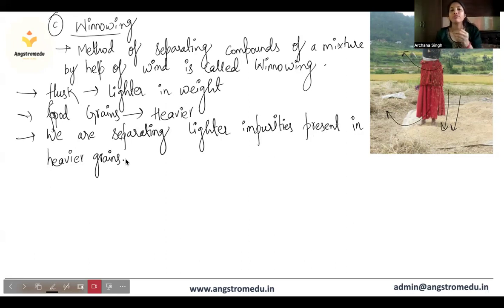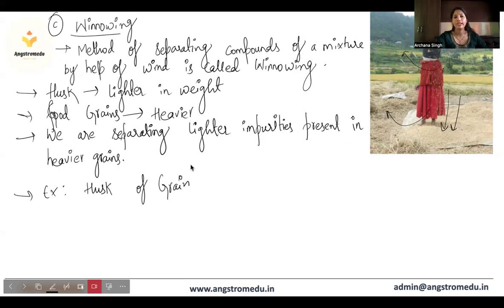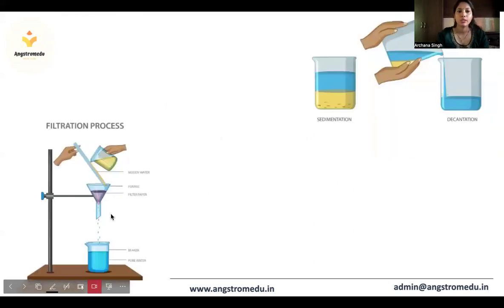You know, right? If you have seen objects which are lighter in weight, they will be easily carried out by the winds, but the heavier food grains will fall down. Fine. So in winnowing, we are doing that. This example is for husk of grains. This is done for husk of grains. Just now I told you what is husk, so I guess I don't have to tell you again and again what exactly husk is, right? Yeah, fine. So let's move to the next one.